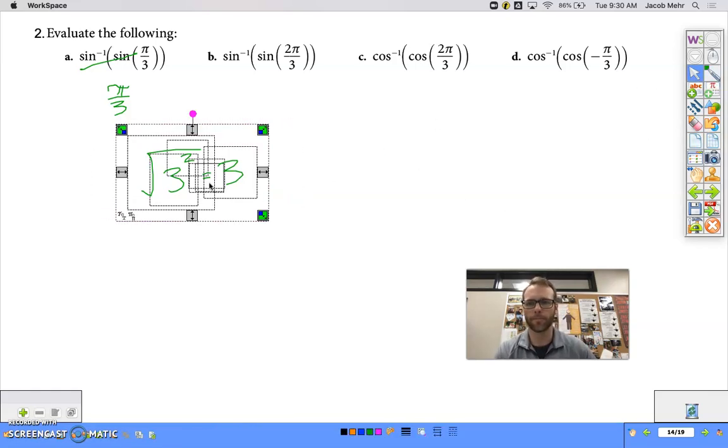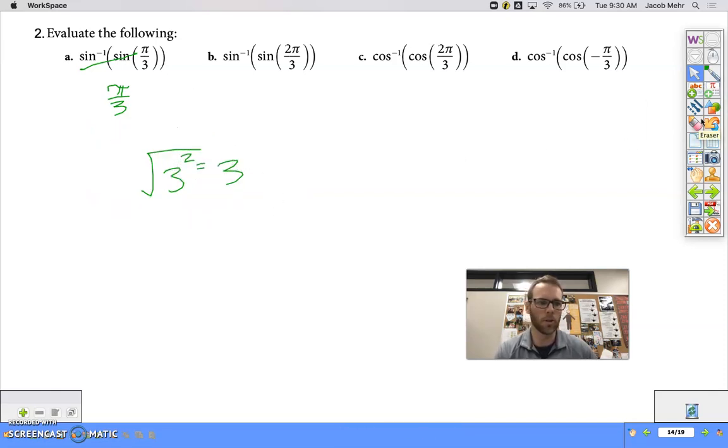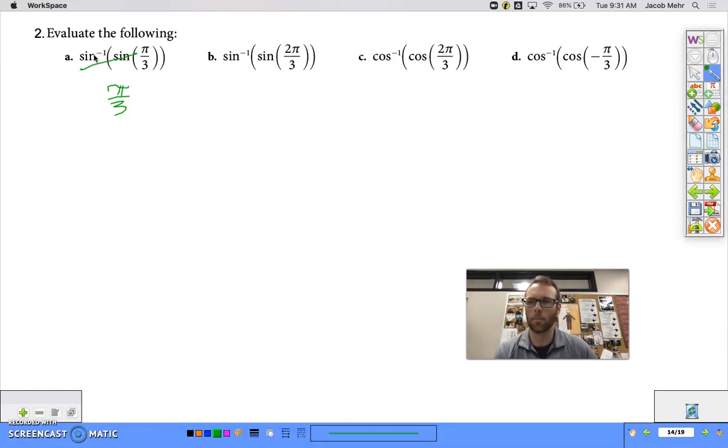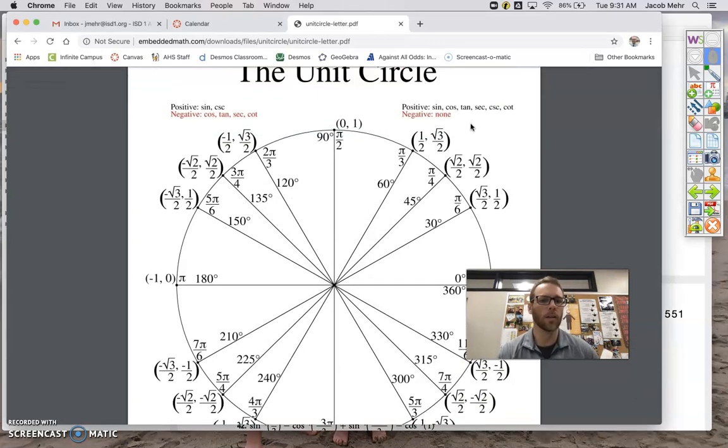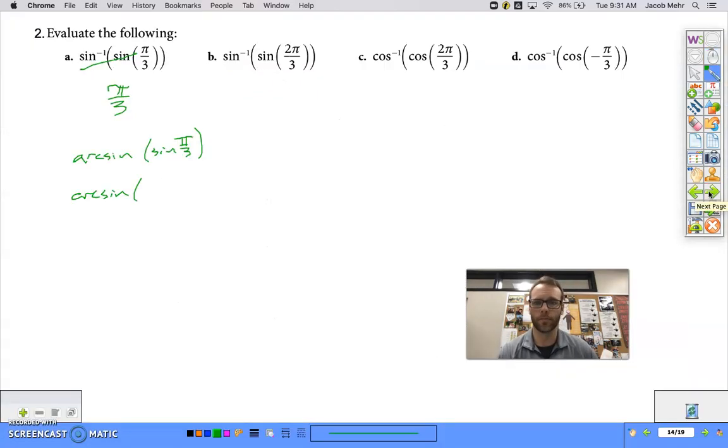So here's how we can think about it. I like this notation better here. So the arc sine of the sine of pi over 3. Well, we've got to follow order of operations, work inside out here. So this is the arc sine of, what's the sine of pi over 3? So I go to my unit circle, I find pi over 3, the sine of pi over 3 is root 3 over 2.